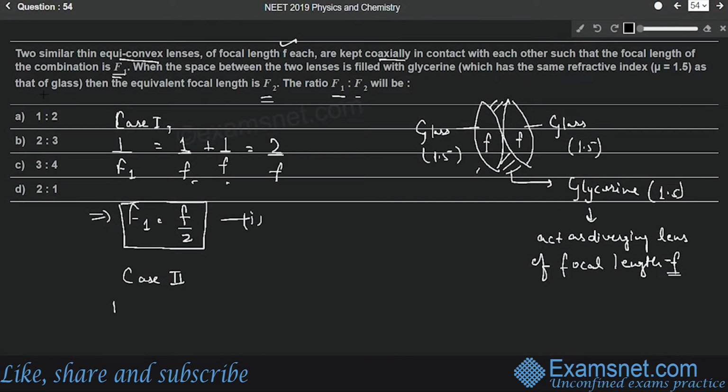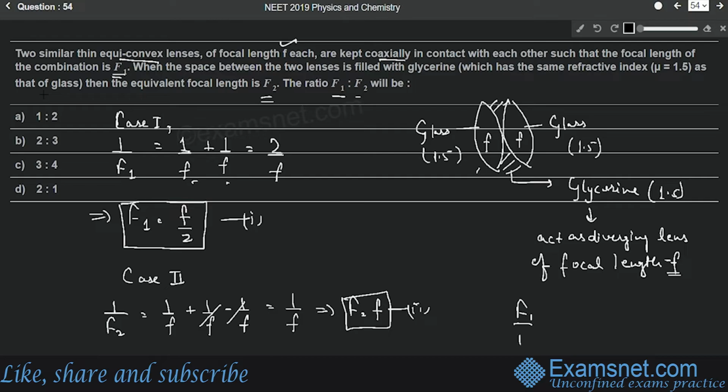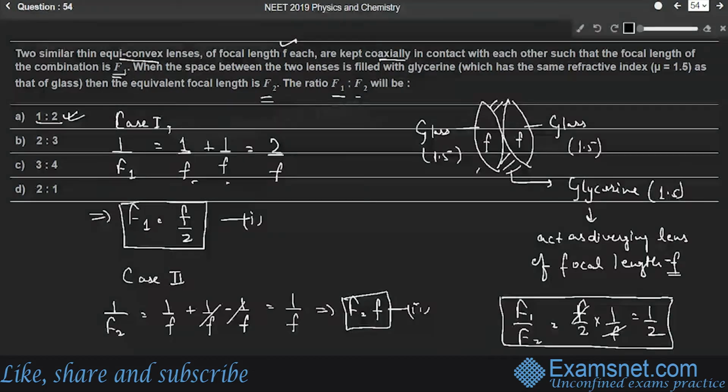So this time we have three focal lengths, f, f and minus f. So 1 by F2 will be equal to 1 by small f plus 1 by small f minus 1 by small f for glycerine. Okay, so these two will be cancelled, so only 1 by f will be left. So what will be the value of F2? It will be small f only. Now we have to find out the ratio of these two. So F1 by F2 will be equal to f by 2 divided by f, that means half. So the ratio of these two focal lengths will be half, that means option A, 1:2.